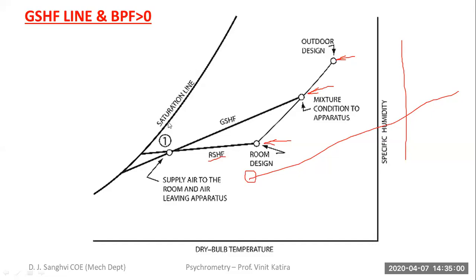Is everyone understanding this? Yes, sir. Okay. This part will be a little difficult because unless you practice with your own hands, you won't understand it that easily. But you just need to understand what the RSHF line is and what the GSHF line is. The RSHF line is going to cater to the room loads, the loads that are present in the room only, and the GSHF line is going to cater to the room loads plus the outside air which mixes with the room air. So naturally the GSHF line is going to have a greater slope as compared to the RSHF line.